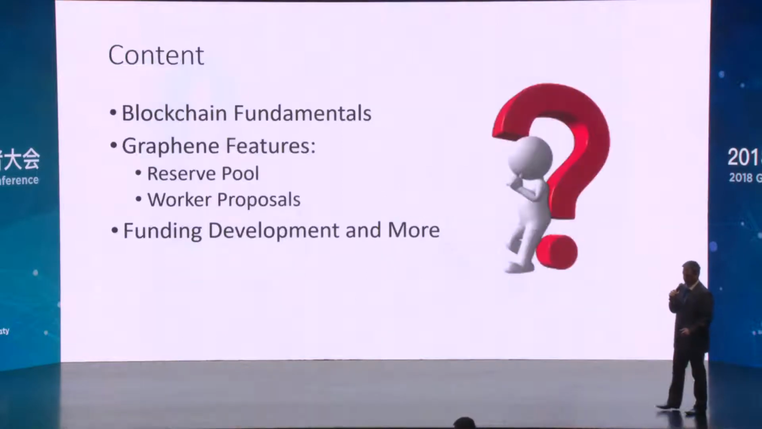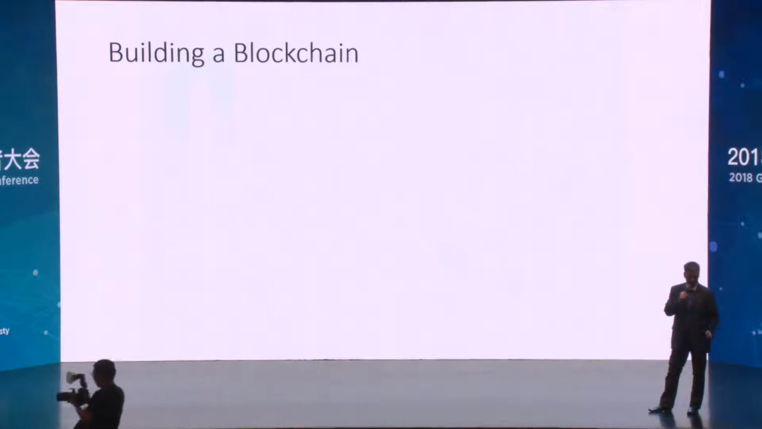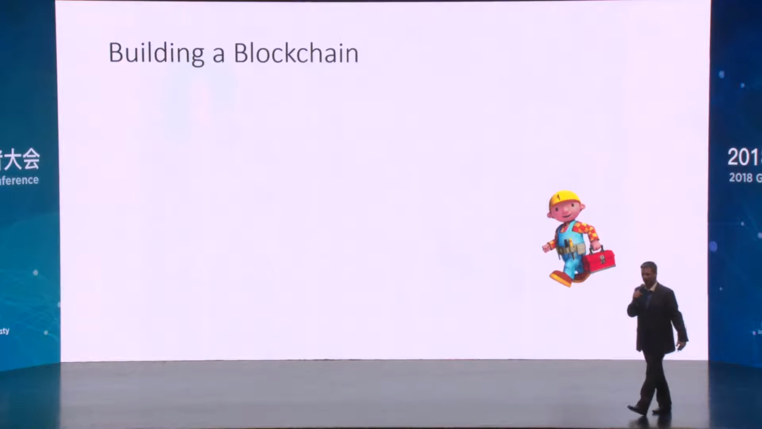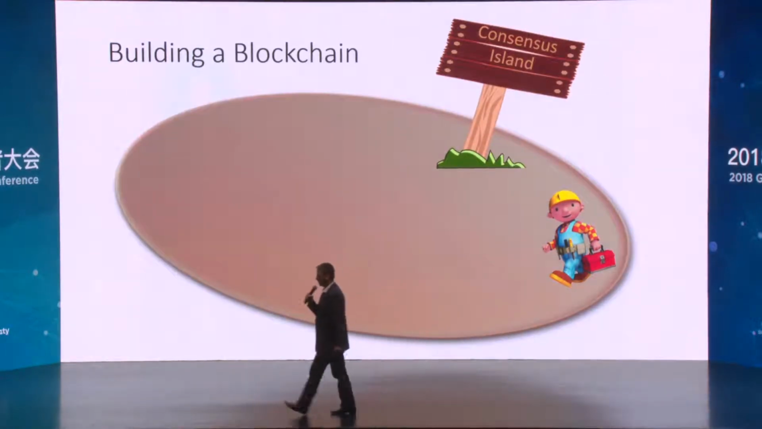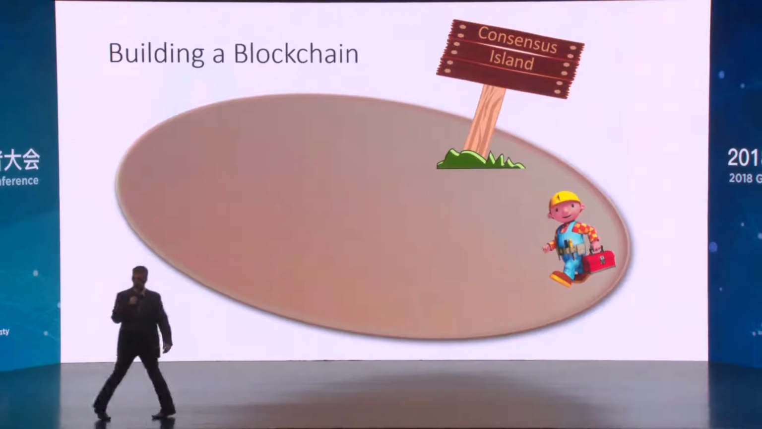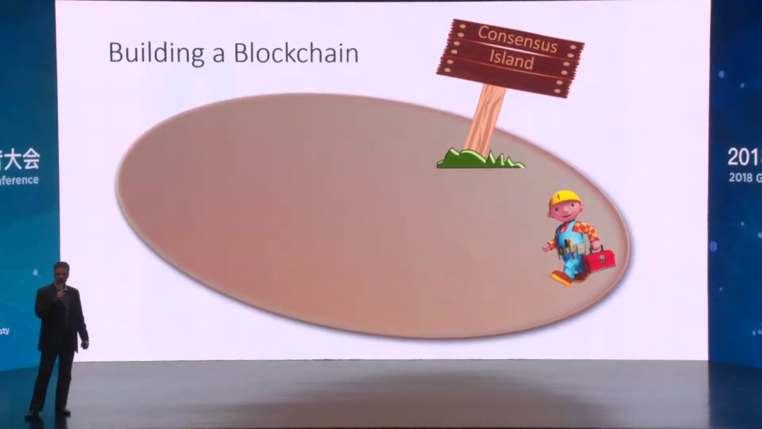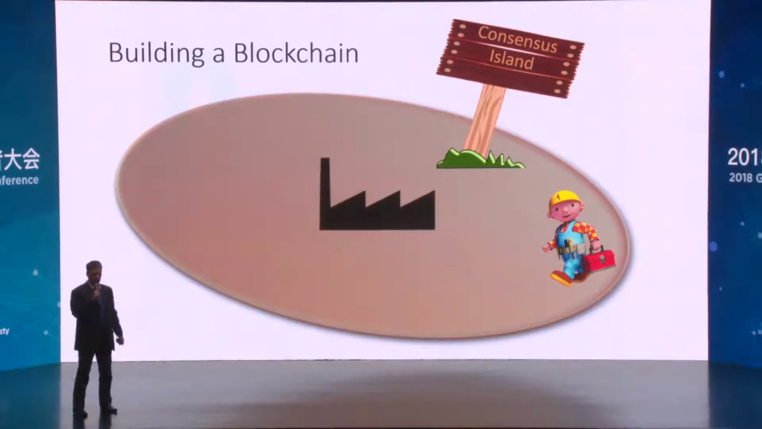No, that's the wrong way. Here we go. All right, we're going to build a blockchain. If you want to build a blockchain, you've got to have somebody do it, right? Here's our blockchain builder. He's going to look for a place to actually build this blockchain, and it's important to choose the proper place. We're going to put this on an island, Consensus Island, because everything that happens on the blockchain has to be agreed to by everybody else on that island. So we'll put our blockchain there, right?